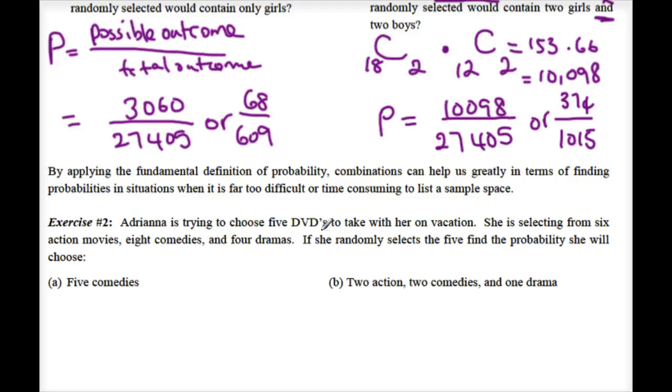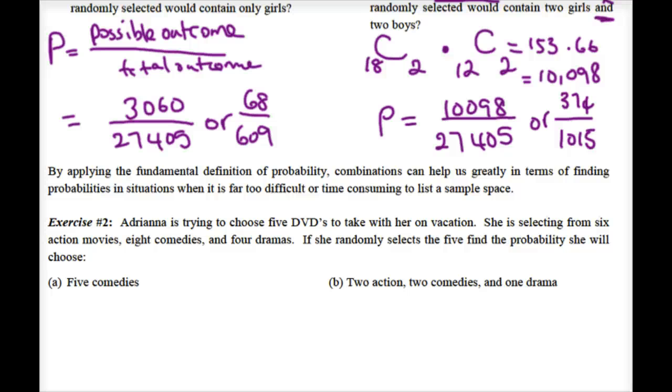Now let's take a look at this. It says Adriana is trying to choose 5 DVDs to take on her vacation. She is selecting from 6 action movies, 8 comedies, and 4 dramas. If she randomly selects the 5, find the probability that she chooses 5 comedies.